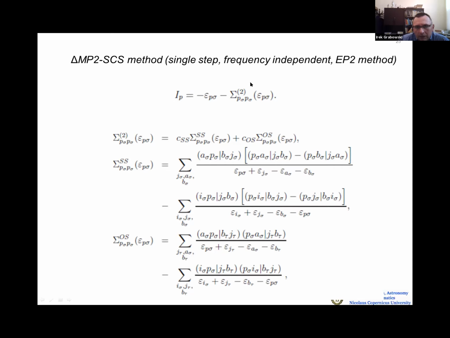So we do Hartree-Fock, and then we calculate the value of the self-energy for the given orbital energy. But we propose to scale, like in the spin component scaled MP2 method, the same spin and opposite spin parts of the self-energy. As you can see, the expressions for the second order self-energy approximation are similar to standard MP2. That's important because then it's easy to implement them.